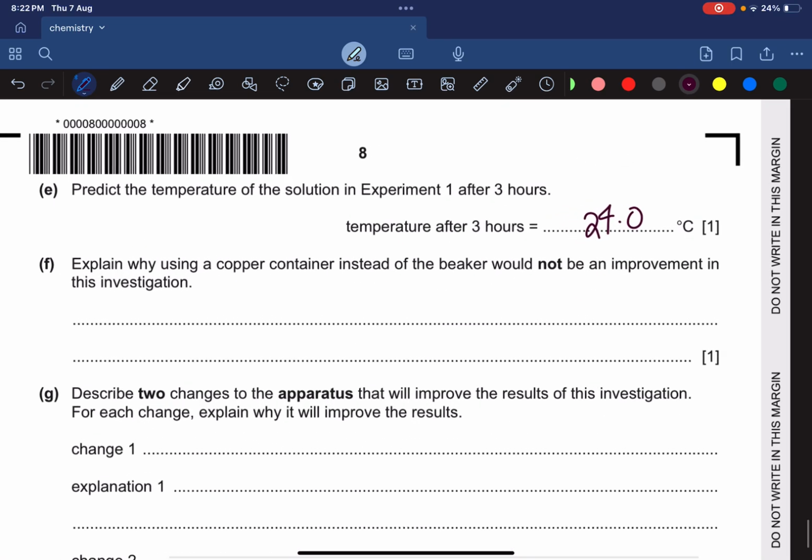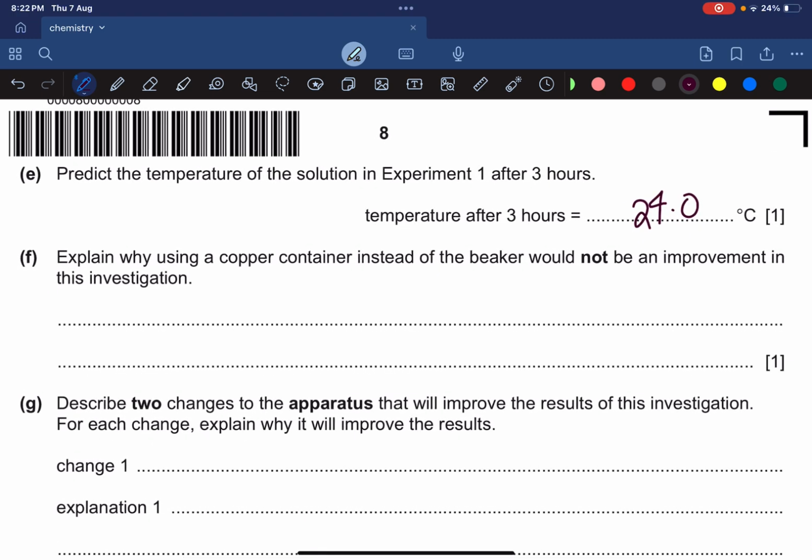Explain why using a copper container instead of a beaker would not be an improvement. Because when you are dealing with experiments that involve heat, you never use copper. You know why? Because copper is a good conductor. It allows heat to escape. So you cannot measure the increase in temperature. So the answer is going to be that copper is a good conductor, so it's going to allow heat to escape, which is not what we want. We need to trap heat.